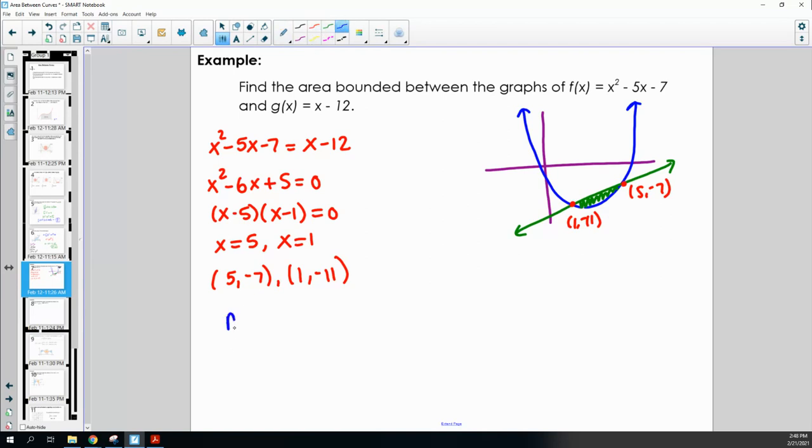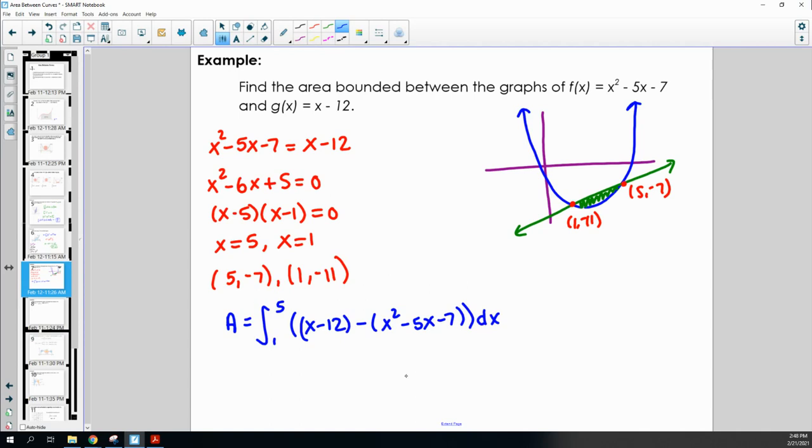So now if I want to find the area between the curves, I can see that my bounds are going to be from 1 to 5. And my top function is going to be the green one, which is the line x minus 12. And then I'm going to subtract the bottom function, which is my quadratic. So this is going to be minus x squared minus 5x minus 7 and dx.